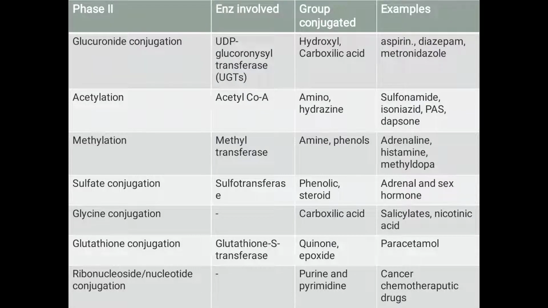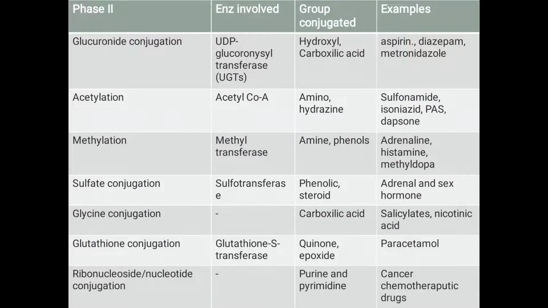Okay, second reaction is acetylation. The enzyme responsible for this reaction is acetyl-CoA. Groups conjugated by this process are amino and hydrazine. Examples of drugs which are metabolized by acetylation are sulfonamide, isoniazid, para-aminosalicylic acid, and dapsone. Third reaction of phase 2 is methylation. The enzyme responsible for this is methyl transferase. Groups which are conjugated by this are amine and phenols. And examples of drugs which are metabolized by methylation are adrenaline, histamine, and methyldopa.